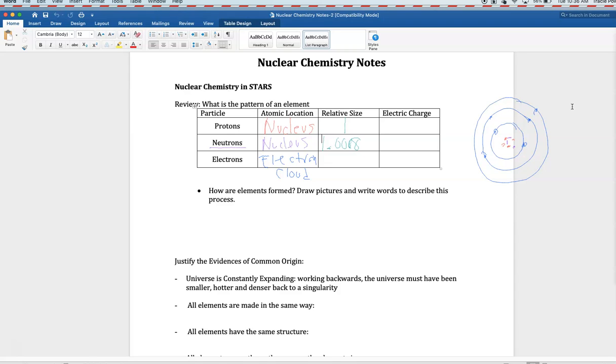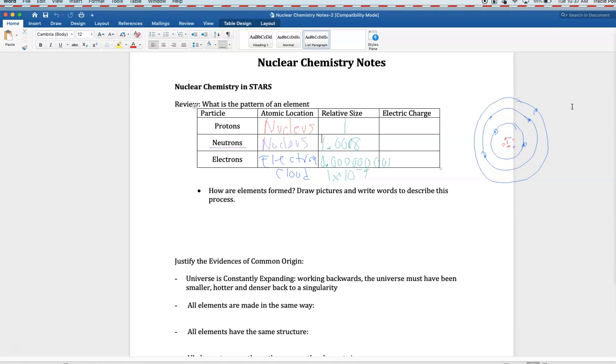However, electrons are very different, okay? They are extremely, extremely small, okay? So I'm going to write this out. If a proton was 1 centimeter, an electron would be 0.000000001. Very, very, very tiny. All right, let's write that in scientific notation. 1 times 10 to the -9th.